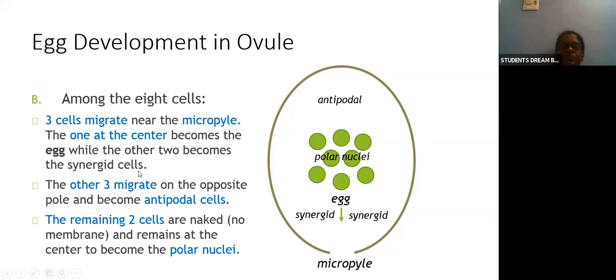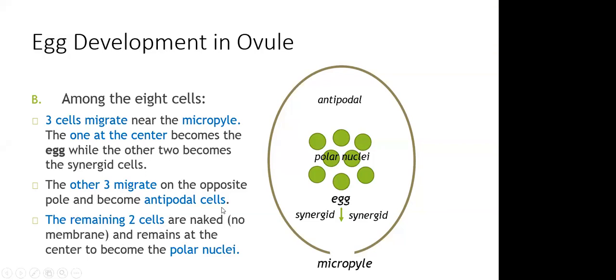cells. So now, of the 8 cells, 3 cells go near the micropyle. One will be at the center, and the other 2 will become synergid cells. Remaining 2 I will see later. So now 3 cells migrate to the micropyle, 1 will be in the center, 2 will become synergid cells. Clear? The other 3 migrate to the opposite pole and they will become antipodal cells.